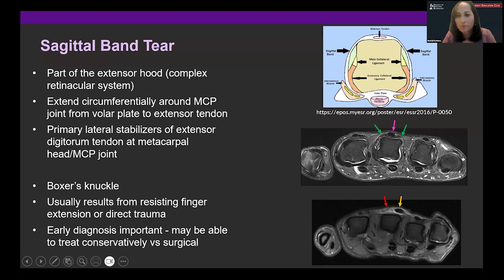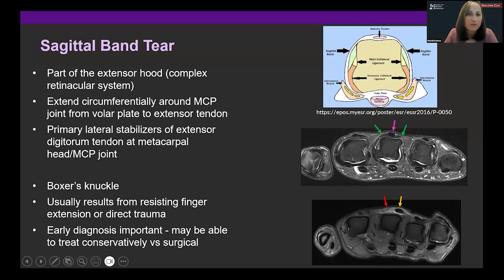So if we're looking at a normal MRI image, here we can see our extensor tendon sitting nice and centrally. And then we see our low signal intensity radial sagittal band and our low signal intensity ulnar sagittal band. And then in our case, as we had just seen, we see that extensor tendon is subluxed with that fluid-filled gap.